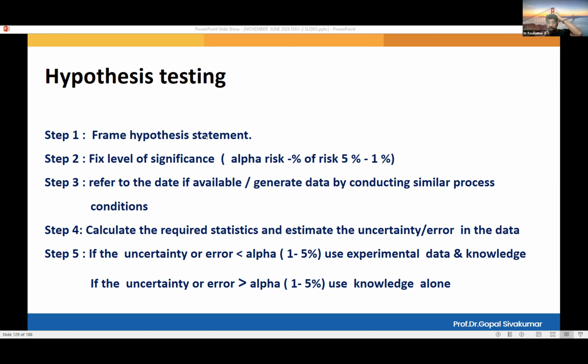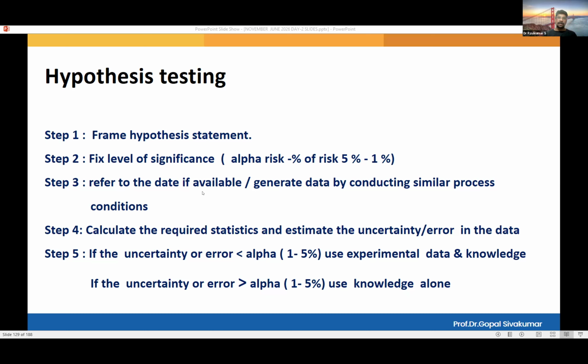Then you go for fixing the level of significance. That means the alpha, the risk which you are ready to take regarding the data. The alpha level should be fixed within 1 to 5% only. You have to fix it, not the Lean Six Sigma. You have to decide the alpha level. You should be fixing it between 1 to 5, not more than that.